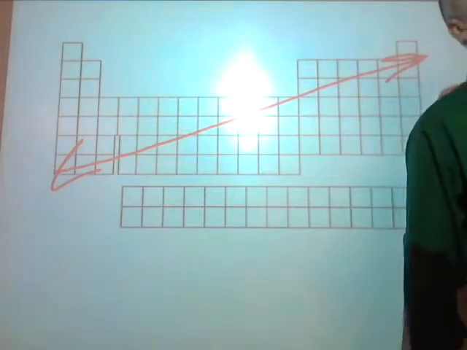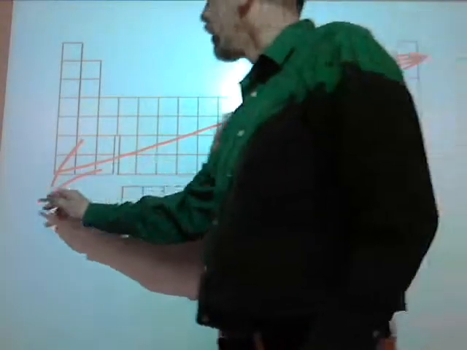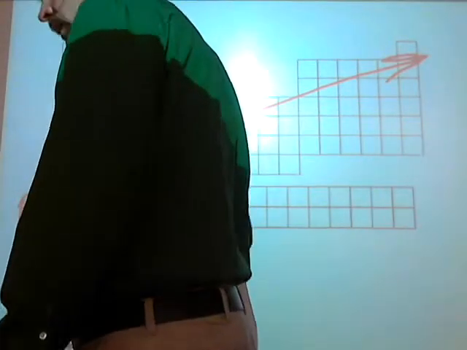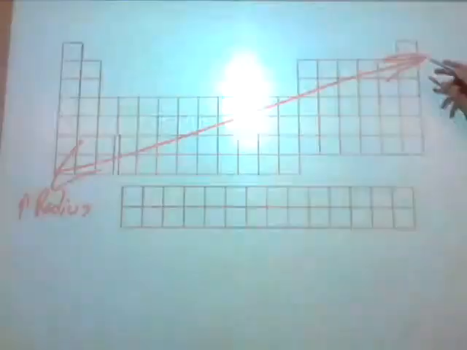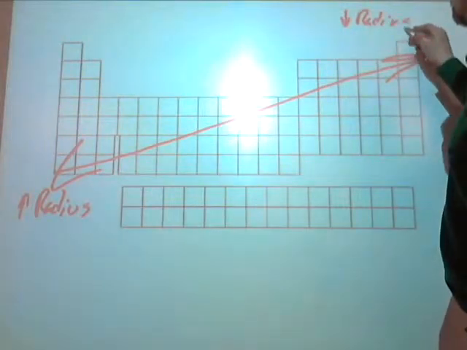For example, where do you think your biggest elements are? Bottom left. You're going to have your biggest atomic mass, the biggest radius, biggest atomic size. Largest radius would be down there. Up here is generally your smallest radius.